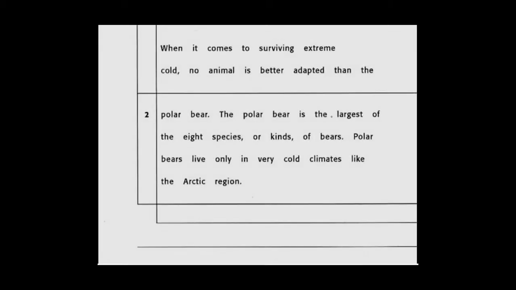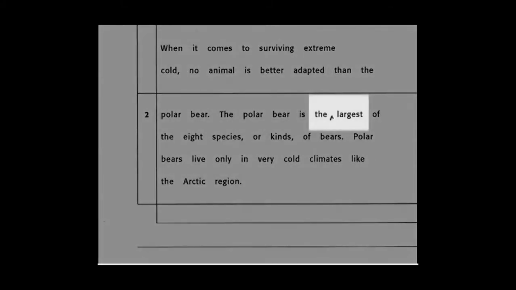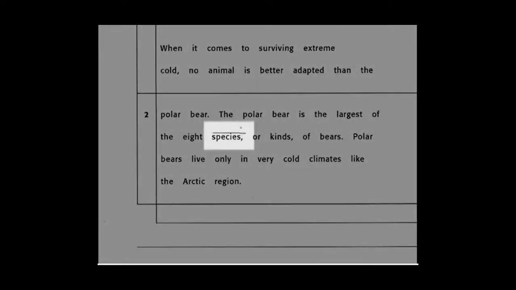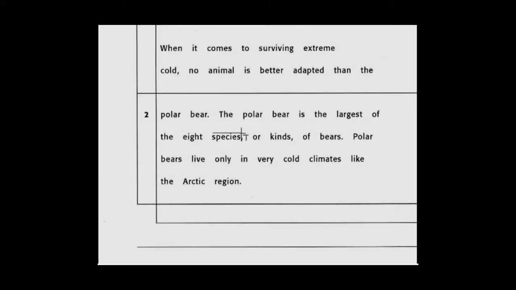Omissions and insertions are counted as errors every time they occur. If the word very were inserted, it would look like this. The word only being omitted would look like this. Tolds given by the recorder are counted as errors every time they occur. For example, if species were told by the teacher, it would be an error.